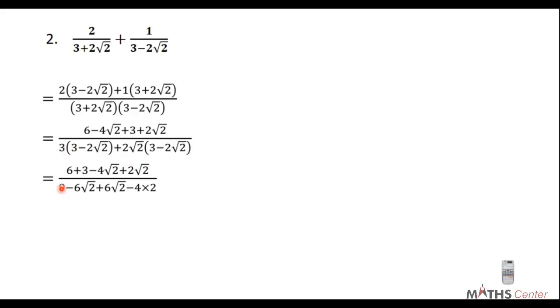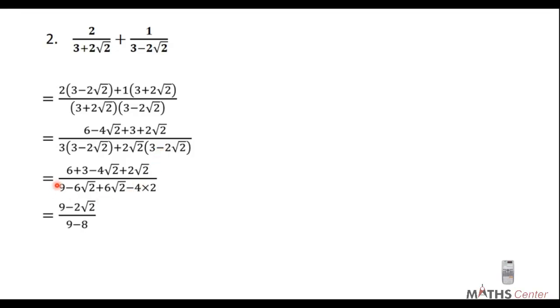3 times 3 will give us 9. 3 times minus 2 root 2 gives us minus 6 root 2. 2 root 2 times 3 will give us 6 root 2. 2 root 2 times minus 2 root 2 will give us minus 4 times 2. Now this is what is happening. 2 will multiply 2 to give us 4. Root 2 will multiply root 2 to give us 2. So we have 4 times 2. But don't forget that there's a negative sign here, so the negative must come.